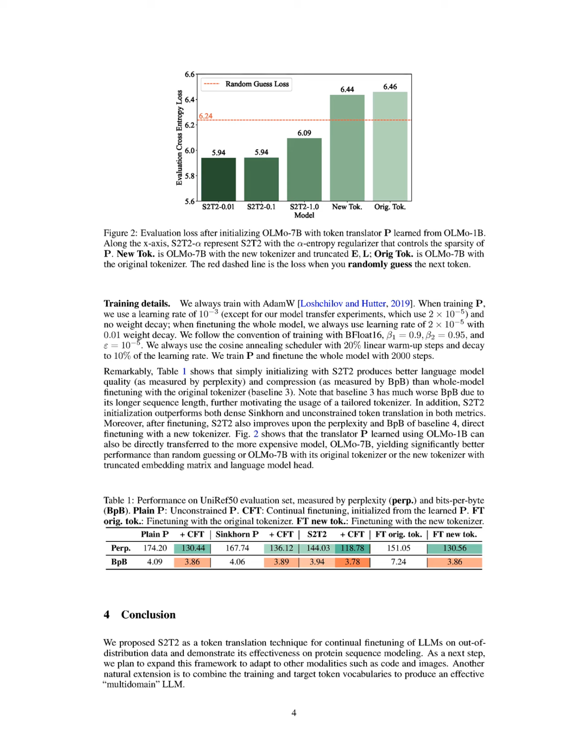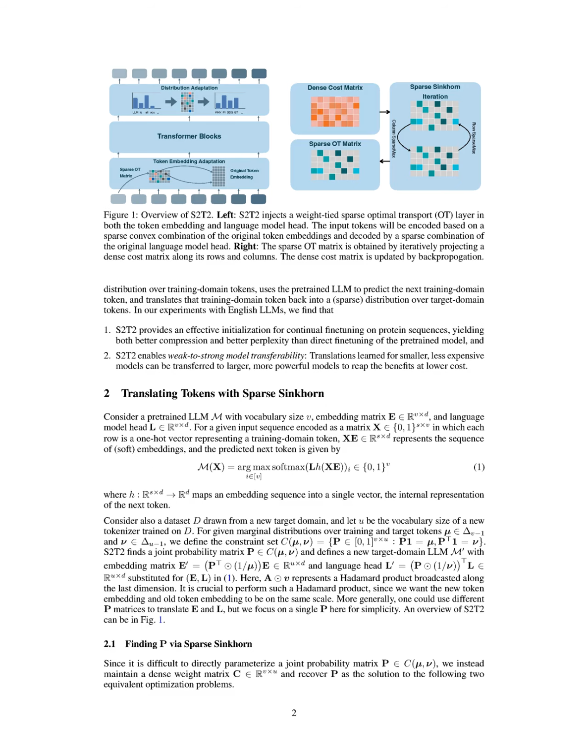The results indicate that initializing with S2T2 yields better perplexity and BPB compared to whole model fine-tuning with the original tokenizer and outperforms both dense Sinkhorn and unconstrained token translation methods. Additionally, S2T2 demonstrates improved performance after fine-tuning, further validating its effectiveness in translating tokens for the target domain.